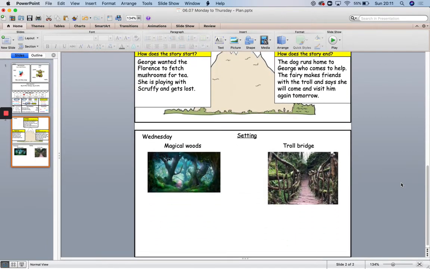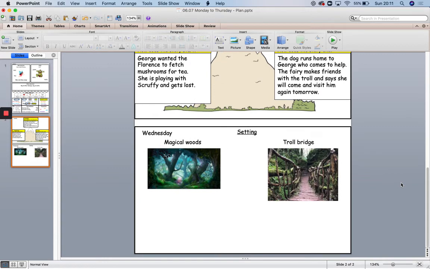Okay, Wednesday's lesson. You're going to think about where your story is set. So you will have an empty box here with just setting and the day at the top. What I would like you to do is draw a picture and write about where your story is set. Now I've got 2 settings in my story. I've got a magical woods where Florence and George and Scruffy live together, and where Florence goes to look for her mushrooms. And then I'm going to have the troll bridge, because trolls like to live under bridges, don't they? If we think back to Three Billy Goats Gruff, they hide under the troll bridge. So that's where the troll is going to be, and that's where Florence is going to get lost.